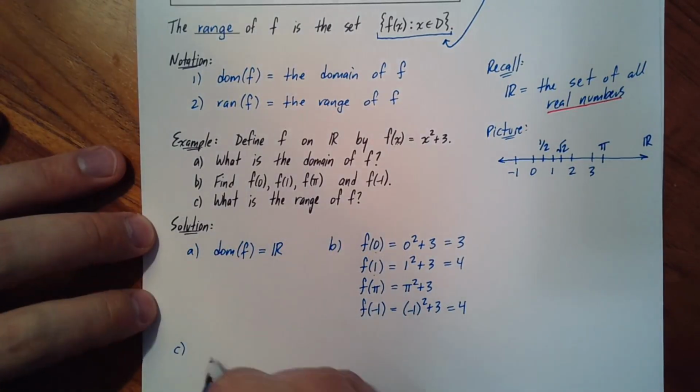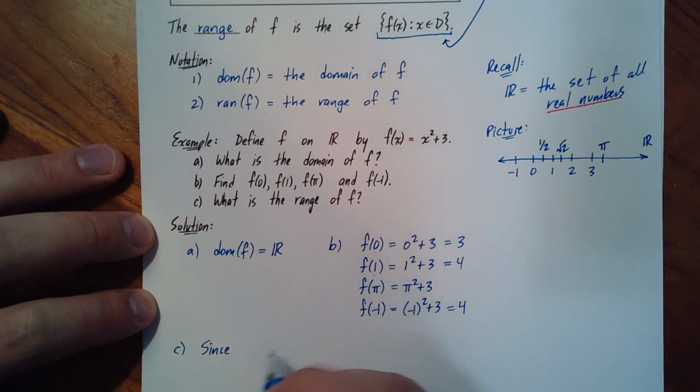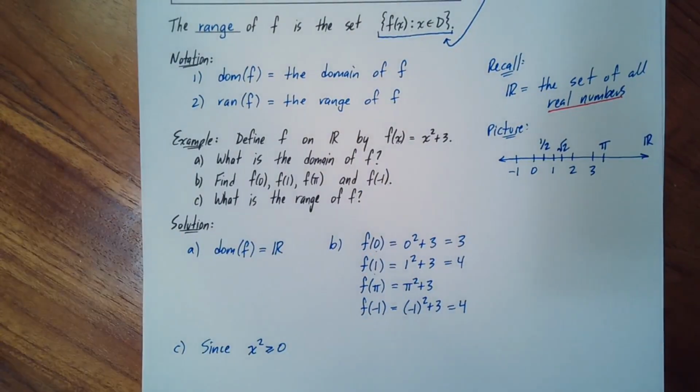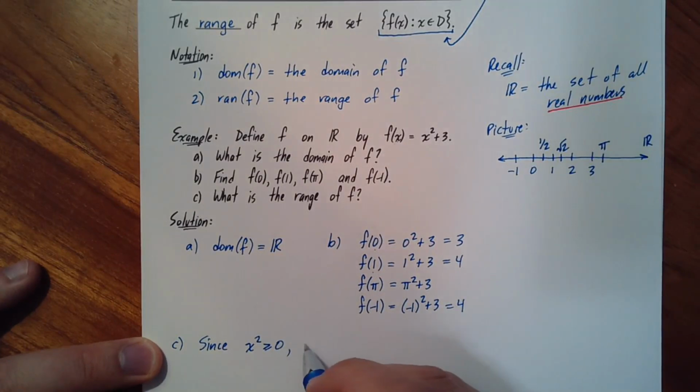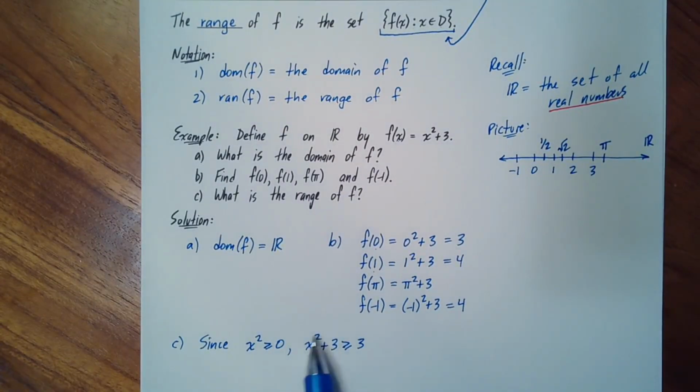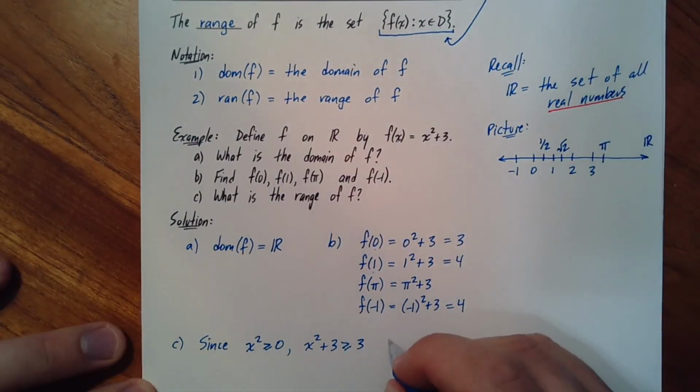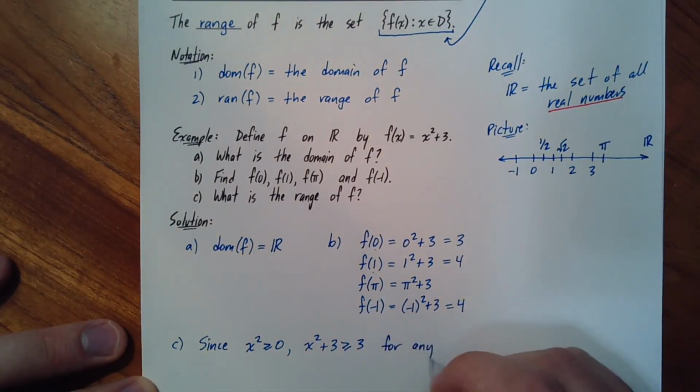So in other words, we can say this: since x squared is always greater than or equal to 0, right? That's what it means to be non-negative. It's either positive or 0. We also have x squared plus 3 is going to be greater than or equal to 3, right? Because if x squared is at least 0, then x squared plus 3 is at least 3. And that's going to be true for any real number x.